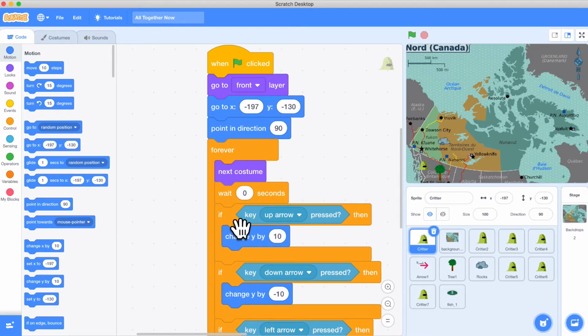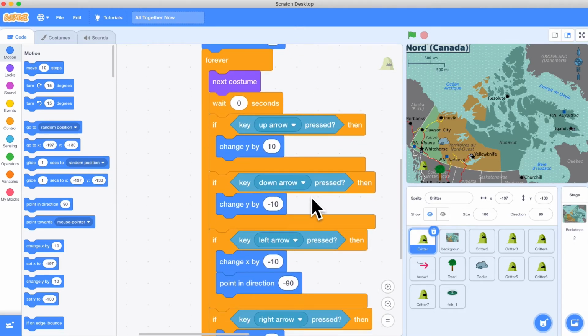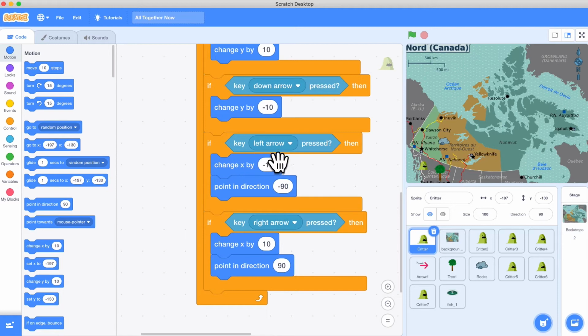Now this, I'm going to give you a hint. These are critical, these are key to making this method work. And critter is moving by tens. If the arrow keys are pressed, each time critter will move and change position by 10.